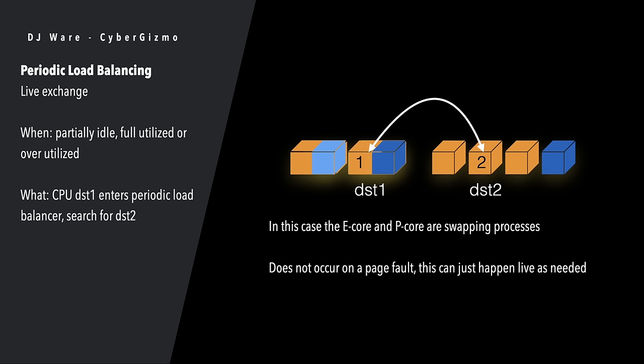The periodic load balancer starts to look around and it finds a process that's running on an E core with a higher processor class request. So it says, oh, I need to swap those two. And that's exactly what happens: it will swap the class one onto the E core and swap the class two onto the P core.